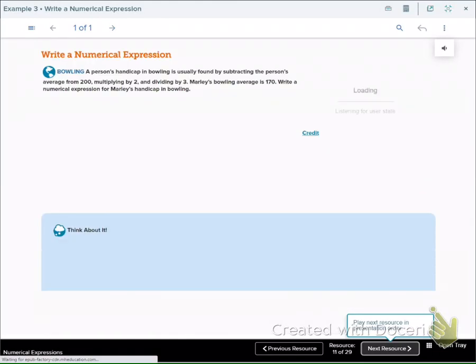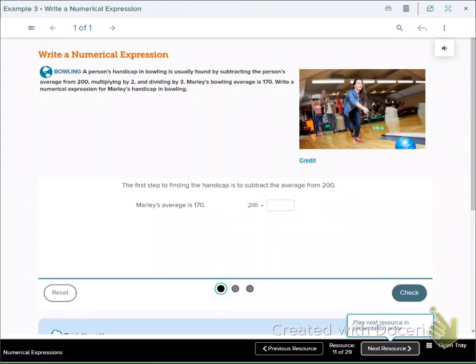Let's try one more. So bowling. A person's handicap in bowling is usually found by subtracting the person's average from 200, multiplying by 2, and dividing by 3. Marley's bowling average is 170. Write a numerical expression for Marley's handicap in bowling.